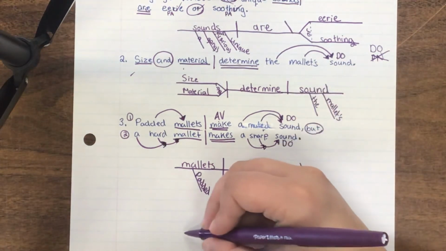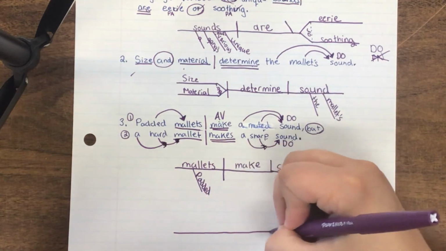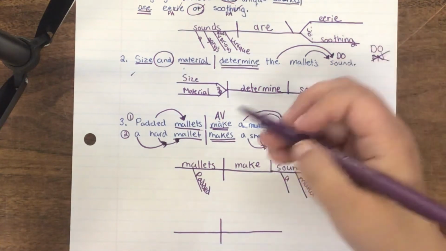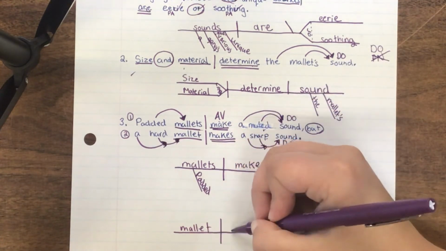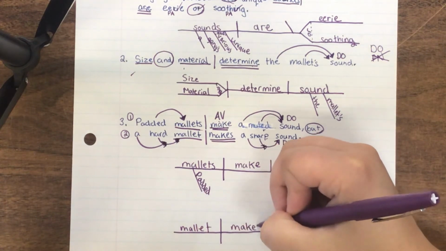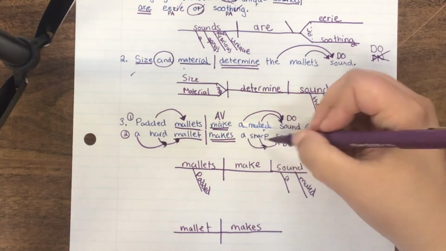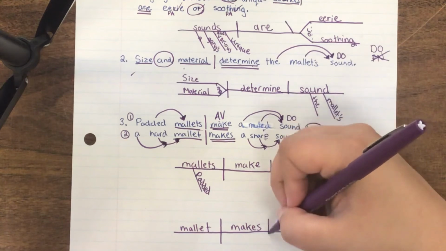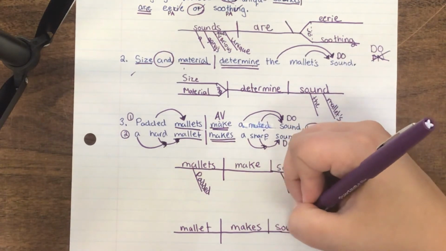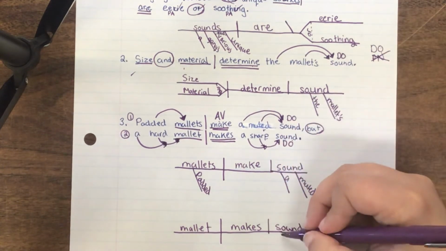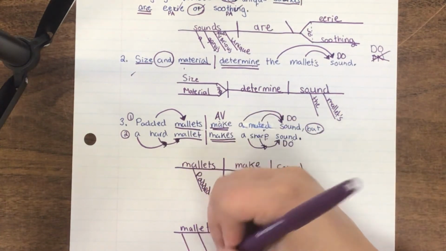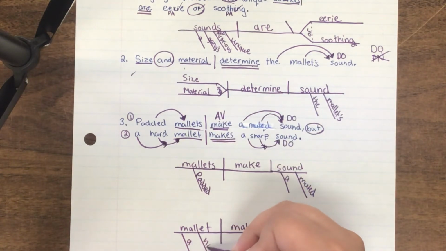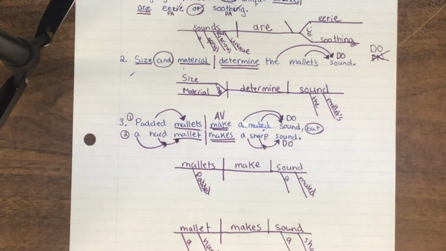I'm going to diagram it just like I diagrammed the last one. I'm going to start with my subject and verb. Mallet makes a sharp sound, so that's the direct object. Sound goes on the line over here. And then a and sharp describe sound. And a hard describes mallet. So there we go.